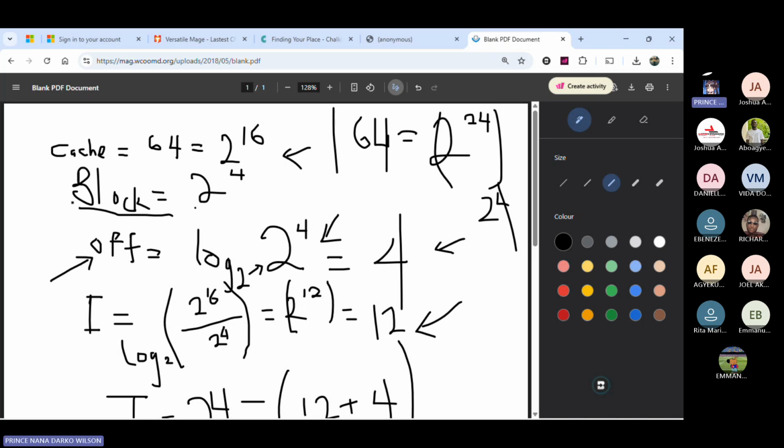In this question, we made an assumption for the block size. But in the questions, mostly it is given.